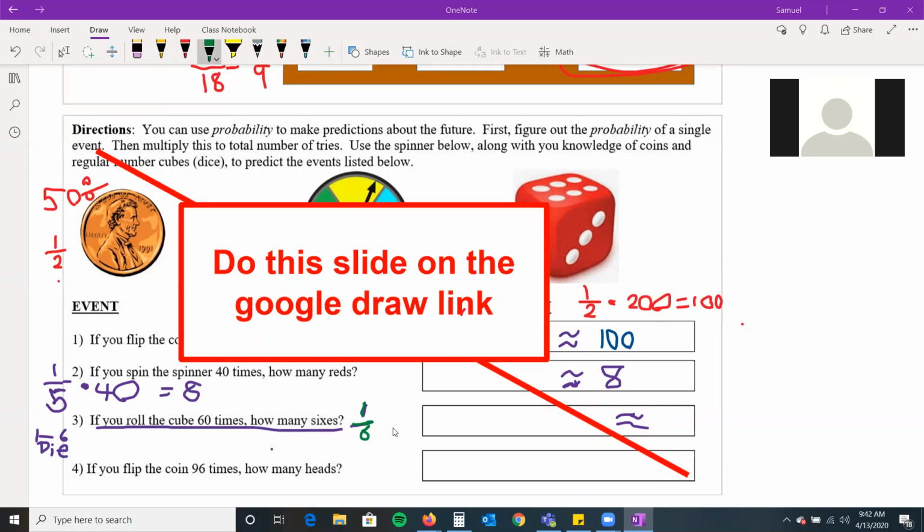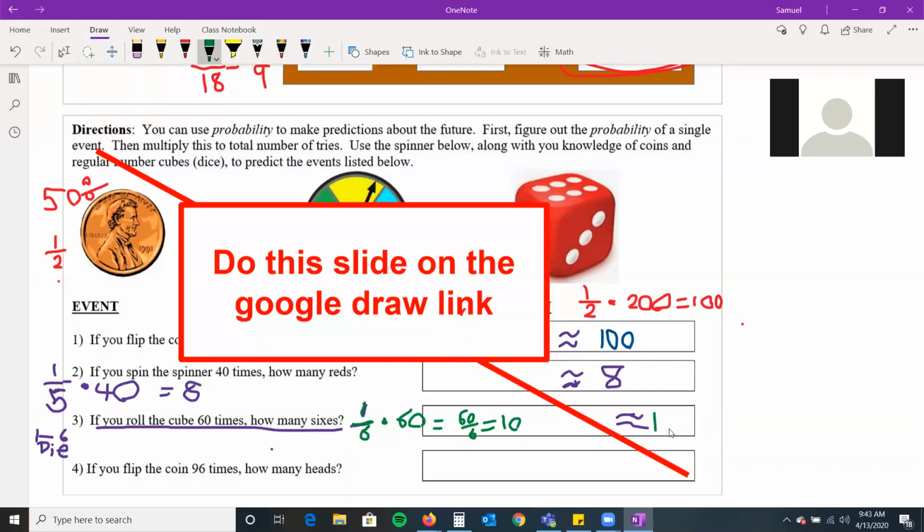So let's see, if you roll the number cube, the die 60 times, how many 6s will we expect? Well, how many 6s are there on a die? There's only one 6, right? There's a 1, a 2, a 3, 4, 5, 6. So there's only one of those choices that's a 6. So that's 1 out of 6, like I wrote here. If we roll it 60 times, we have to multiply by 60. So we would get 60 divided by 6, which is equal to 10, as you guys were saying.